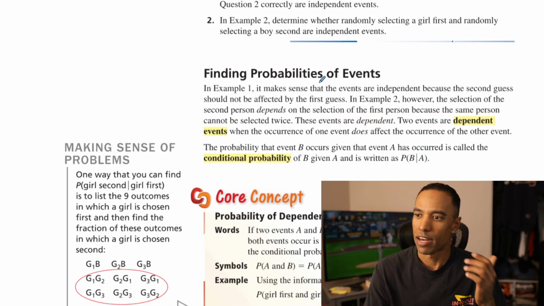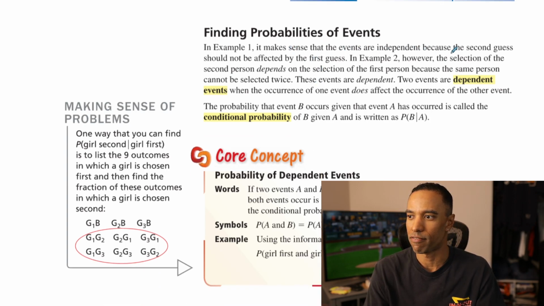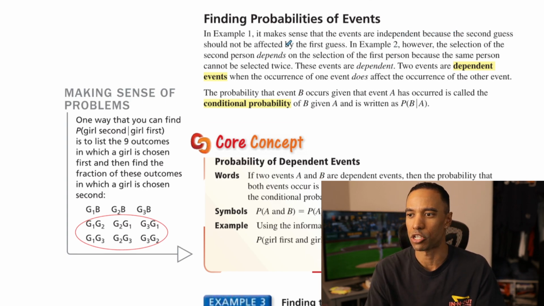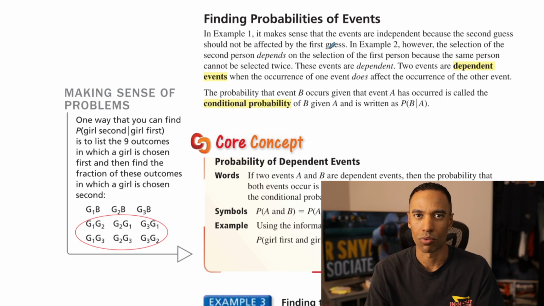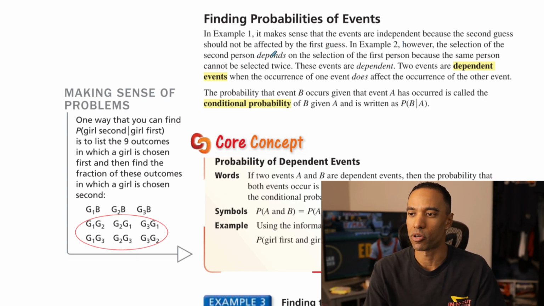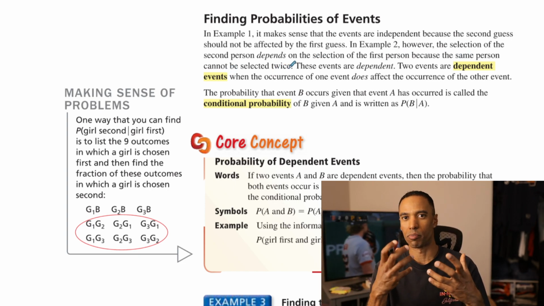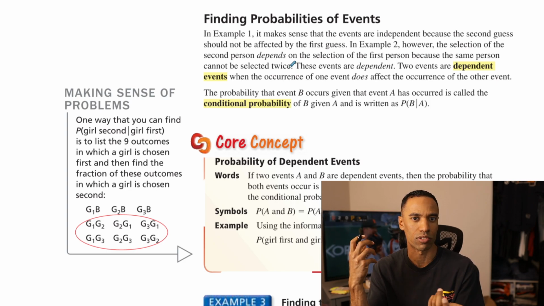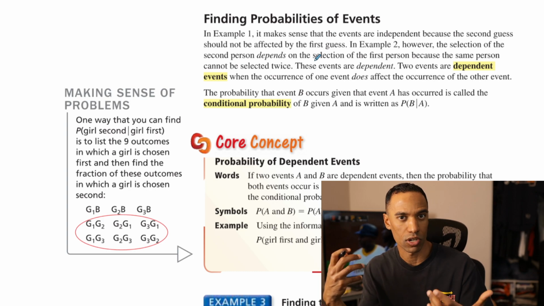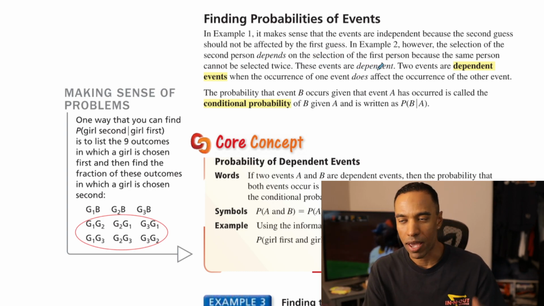Okay, let's move on. Finding probabilities of events. In example 1, it makes sense that the events are independent, because the second guess should not be affected by a first guess. In example 2, the selection of the second person depends on the selection of the first because the same person cannot be selected twice. So once you selected a person, they're not replaced. That's a phrase that they're going to say a lot, with replacement or without replacement. The person's not replaced, they're not put back in. There are fewer people and fewer girls or boys. These events are dependent.